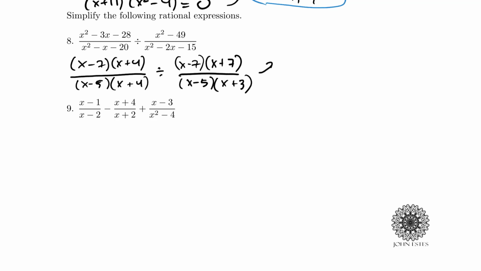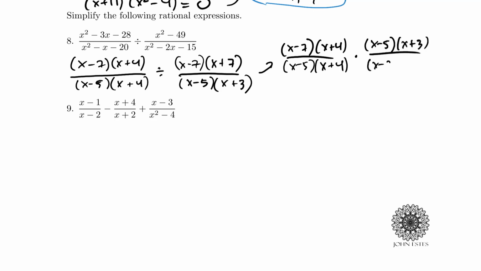Okay, now the next thing I need to do is convert division into a multiplication question, and the way I do that is by remembering dividing by a fraction is the same as multiplying by its reciprocal. I have x minus 7 times x plus 4 divided by x minus 5 times x plus 4, times the reciprocal of what I had. So that's x minus 5 times x plus 3 over x minus 7 times x plus 7.